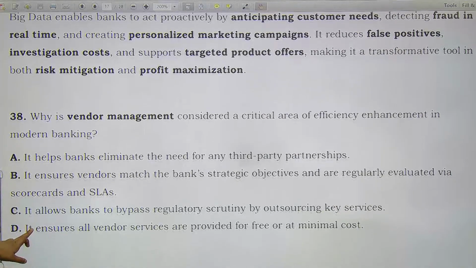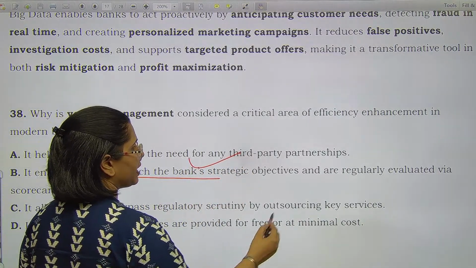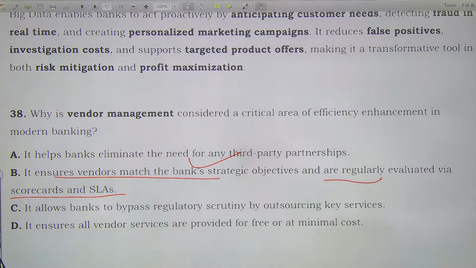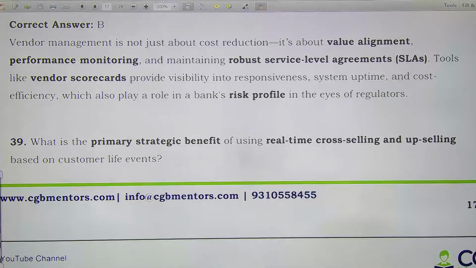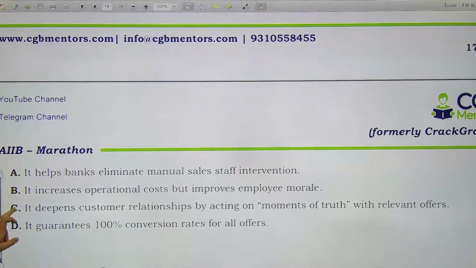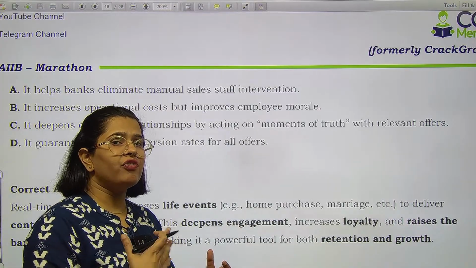Next, why is vendor management a critical area of efficiency? Because over here we can match the strategic objectives and we can regularly evaluate it through scorecards also. That is why vendor management is important. Now, what is the primary strategic benefit of using real-time cross-selling and upselling based on customer life events? Why is it helpful in real time? Because we can improve the customer relationships by giving them the offers which they actually require. So, real-time marketing leverages life events like home purchase, marriage, etc. We give the relevant offers and this deepens engagement. The customer stays with the bank for a longer time period.